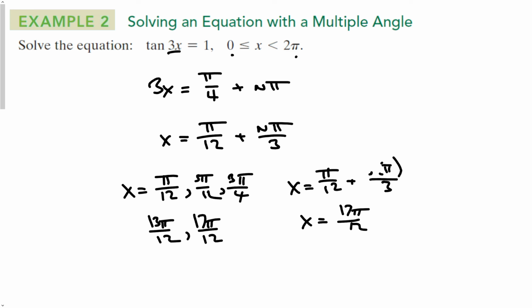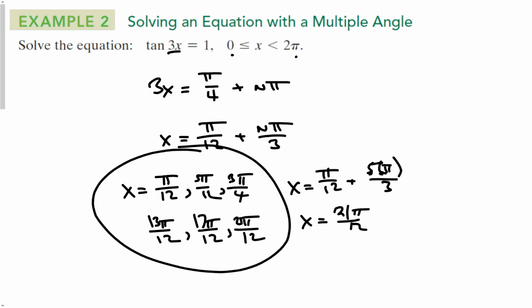We plug in a 5. 5 over 3 turns into 20 over 12. So that gives me 21 pi over 12. And when I plug in a 6, that would give me 25 pi over 12, which is now too big. Okay, so these are my 6 answers.